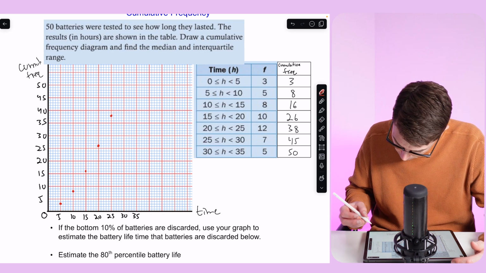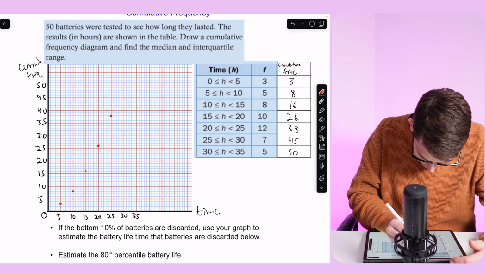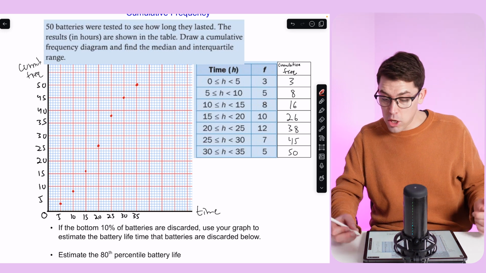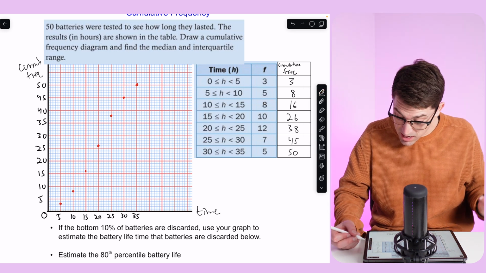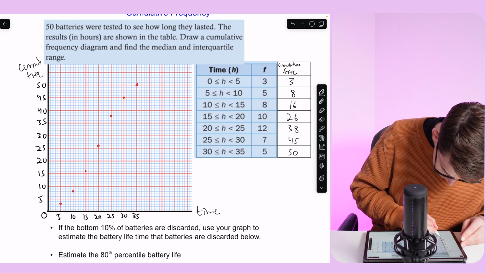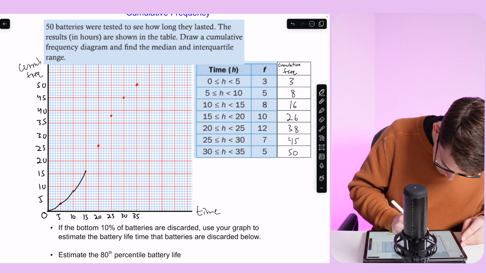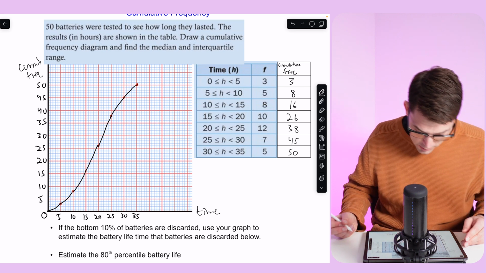Right? Then 45 at the end of 30. So at 30, I'll have 45. And then 50 at the end of 35. So this is what it's going to look like when I connect them. Remember, you don't want to draw a straight line because this is not a linear relationship. But it'll start from 0, go to here, go to here, go to here, go to here, go to here, and then kind of smooth out a little bit, just like that.